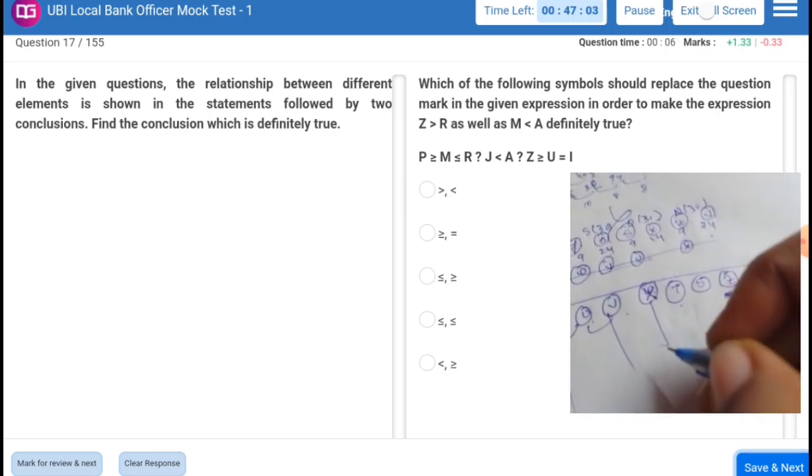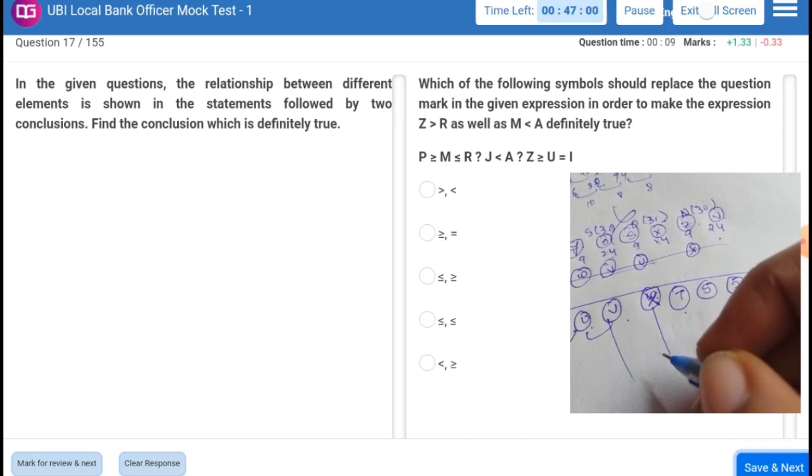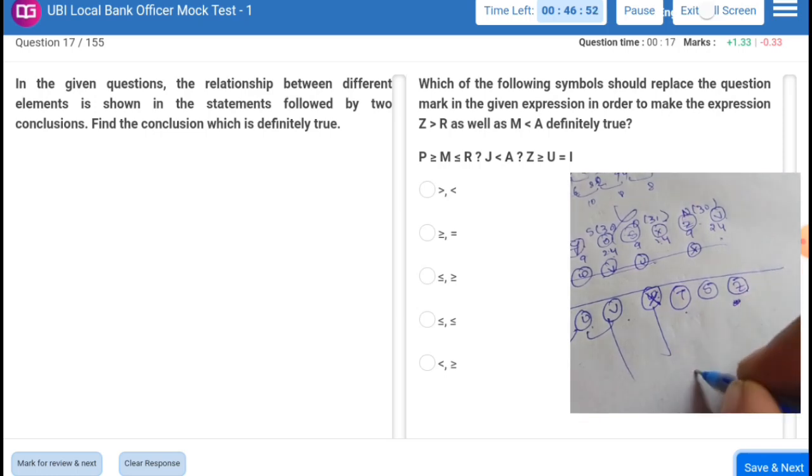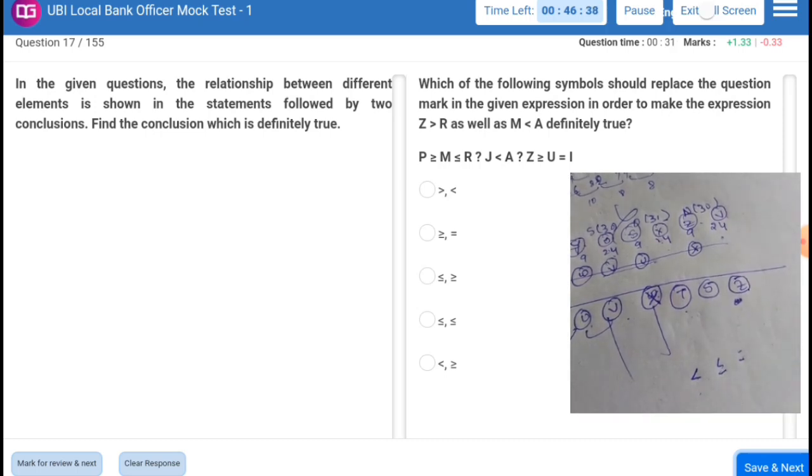Which of the following symbols should replace the question mark in the given expression in order to make the expression Z greater than R? So less than or equal to or equal. M less than A. Less than or equal to.